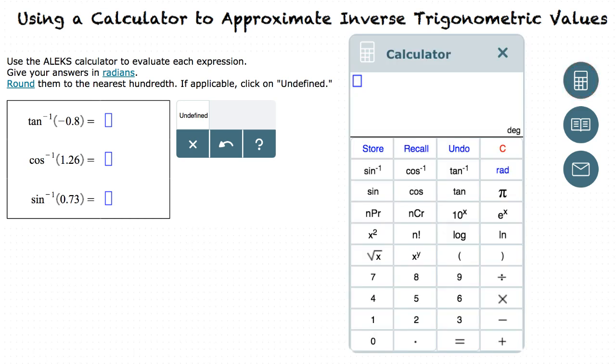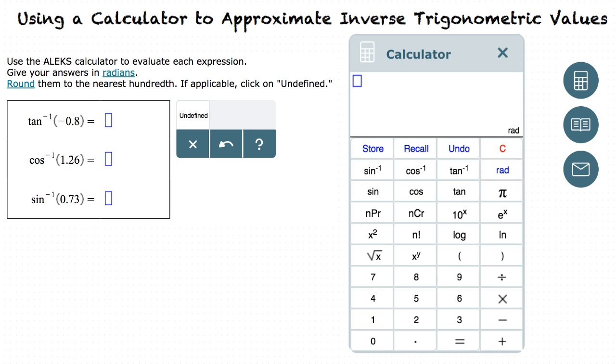Are there any adjustments that we need to make for the calculator? Yes, there is one adjustment we have to make to our calculator. The calculator is set to degrees by default. For this problem, we will need to change our value settings to radians. We change the calculator to radian mode by clicking on the radian button.